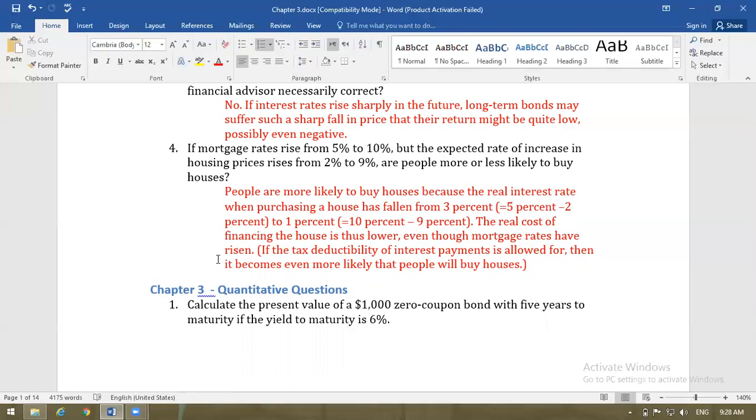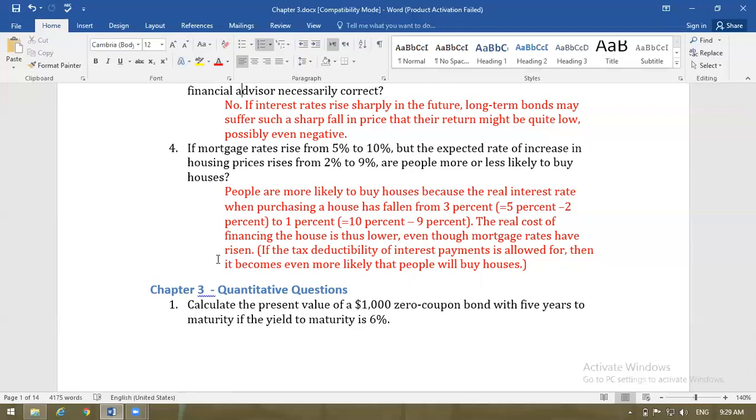So simply, you remember that mortgage means loan. Before the changes, the housing loan is given at a 5% rate by the bank, and the inflation in housing prices is 2% at that time. So the real interest rate will be 5 minus 2, nominal rate minus inflation rate, which is equal to 3%. So in that case, the real interest rate was 3%.